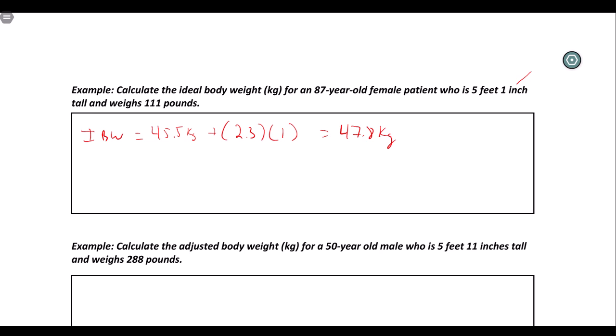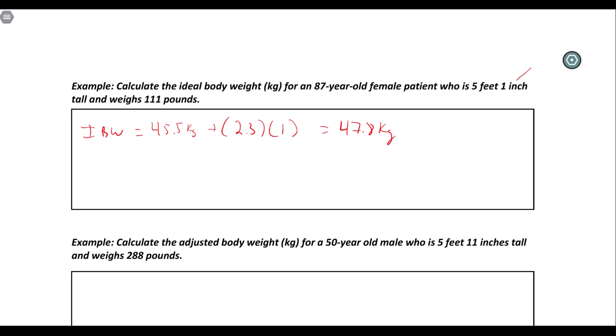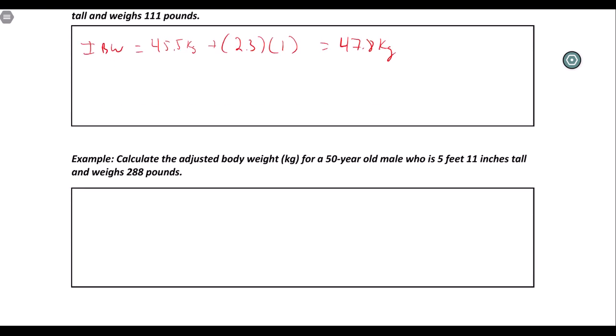We can also convert her pounds and see how much she's actually over or under, what the difference would be. Now, calculate the adjusted body weight for a 50-year-old. This person is 5 feet 11 inches tall and weighs 288 pounds. Oh, sorry, we know it's a male. I apologize. So this is a male, and we have a different calculation. The second thing we do is find the number of inches over 5 feet. This person is 11 inches over 5 feet.